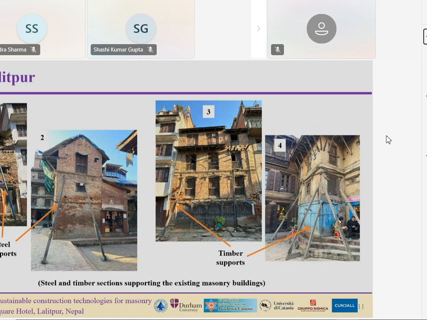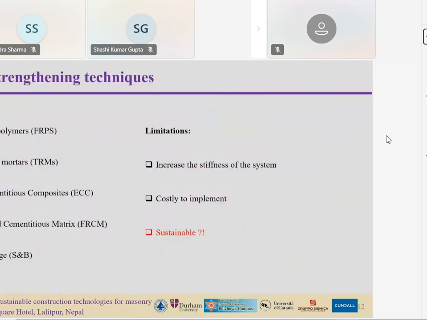You can see this is in Lalitpur, in Patan Durbar, where we have identified some temporary solutions, but even a small earthquake can lead to major destruction. So the idea is to strengthen the unreinforced masonry structure. There are many popular techniques available, like fiber reinforcement, textile reinforced mortar, engineered cementitious composite, then fiber reinforced cementitious matrix. Then the most popular one is the splint and bandage method, which is quite popular in Nepal.